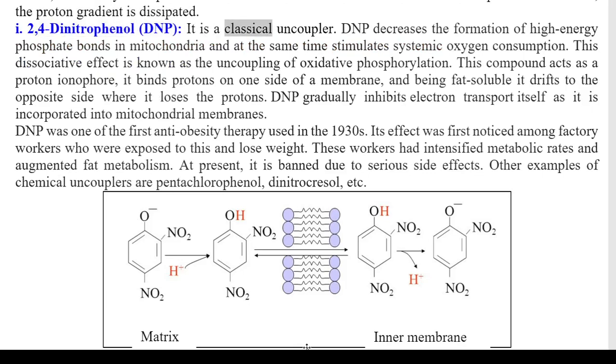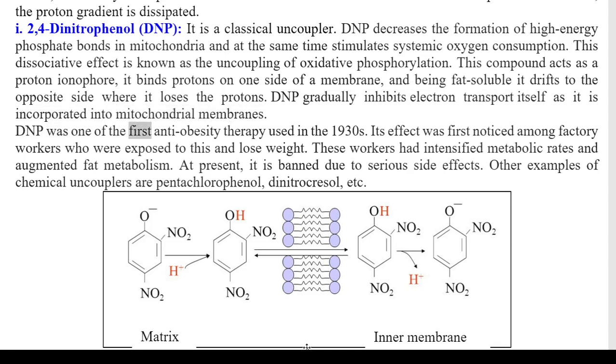2,4-dinitrophenol, DNP, is a classical uncoupler. DNP decreases the formation of high-energy phosphate bonds in mitochondria and at the same time stimulates systemic oxygen consumption. This dissociative effect is known as the uncoupling of oxidative phosphorylation. This compound acts as a proton ionophore. It binds protons on one side of a membrane, and being fat-soluble it drifts to the opposite side where it loses the protons. DNP gradually inhibits electron transport itself as it is incorporated into mitochondrial membranes.